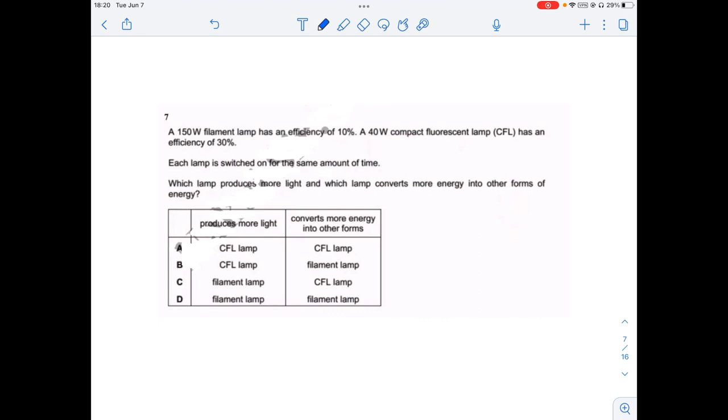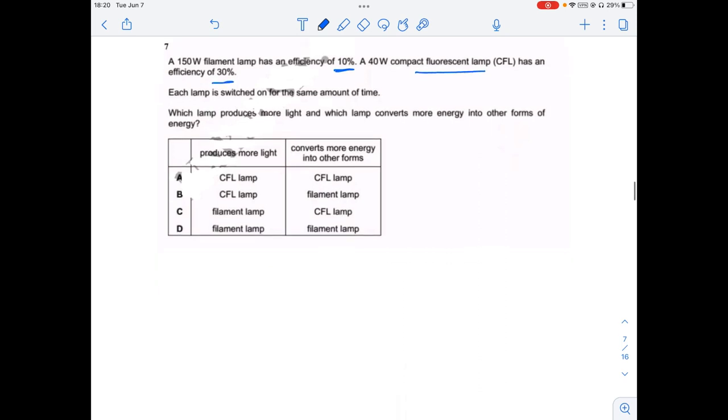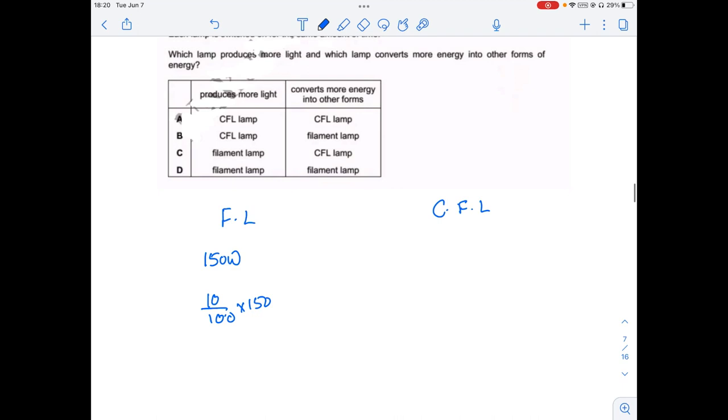Coming to the next question, question number 7. A 150 watt filament bulb has an efficiency of 10%. A 40-watt compact fluorescent lamp has an efficiency of 30%. So filament lamp and compact fluorescent lamp. So this is 150 watt and efficiency is only 10%. So 10% of 150, which is going to be nothing but how much? 15 watt. So remaining, this is the output.